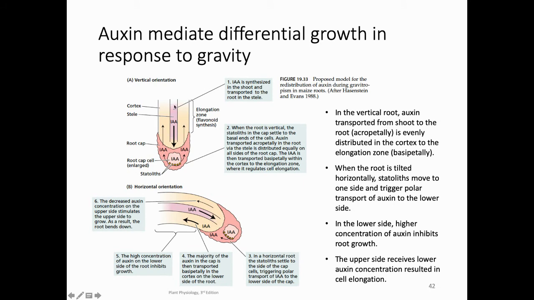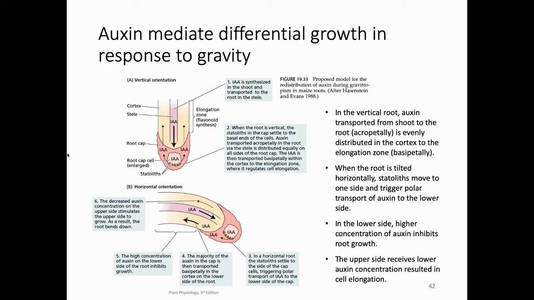As I said earlier, auxin from the top of the plants is sent down through the vascular tissue from the top to the bottom. Once it hits the root cap, the auxin will be redistributed around the root into the periphery of the root like this. If it is vertically oriented, the concentration of auxin around the root will be equally distributed. So the action of cell elongation will be equal on all sides.